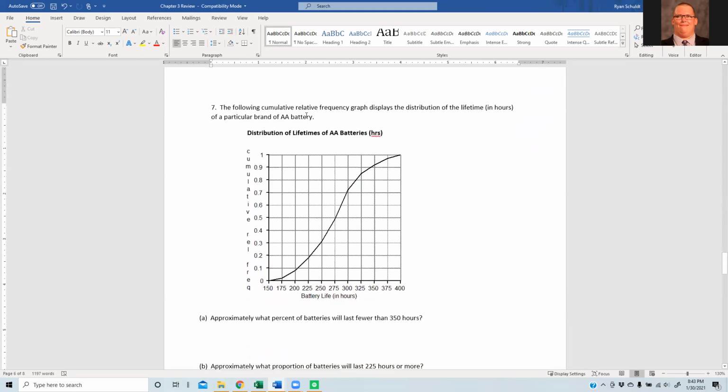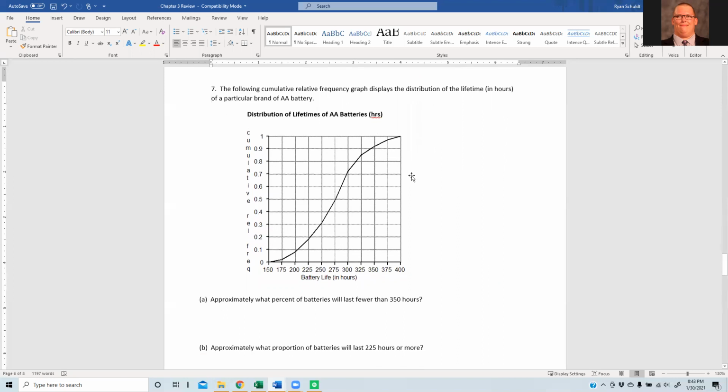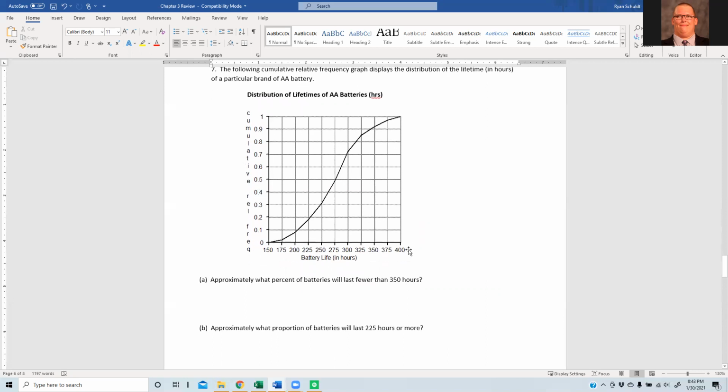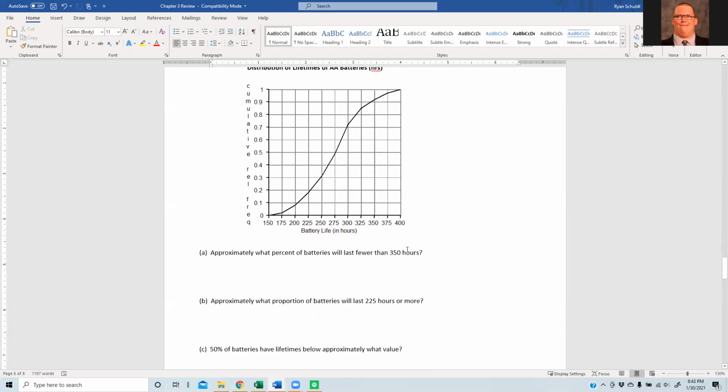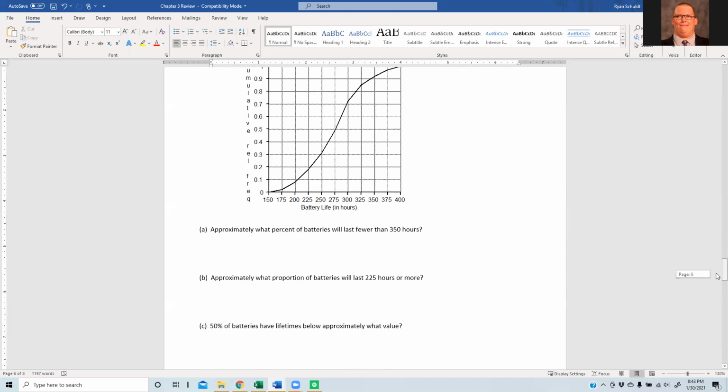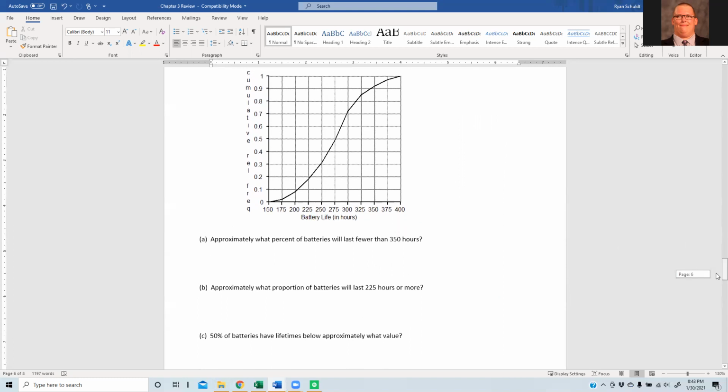7, the following cumulative relative frequency graph displays the distribution of the lifetime in hours of a particular brand of AA battery. So we have this graph here, it's cumulative relative frequency. And then they ask us 3 questions about it. Okay, so this one is going to be more about reading a graph than anything.